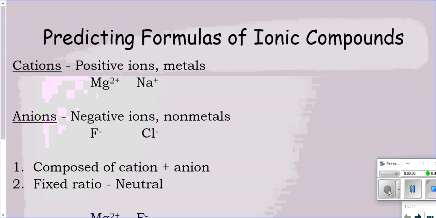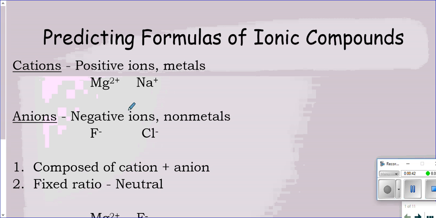We are going to begin predicting formulas of ionic compounds. Make sure you have that ion list out to help you. When you're working with an ionic compound, it's going to consist of a cation and an anion. Remember, your cations have a positive charge. Typically, they're going to be metals. Not always. You do have that polyatomic ion NH4+1. That is made up of two nonmetals, but they act like a cation, a metal, a positive charge.